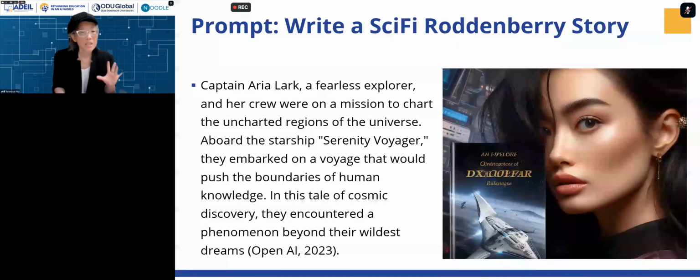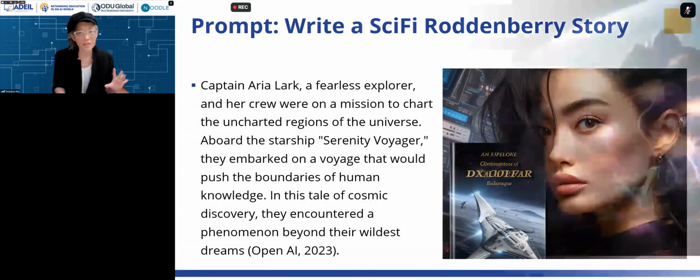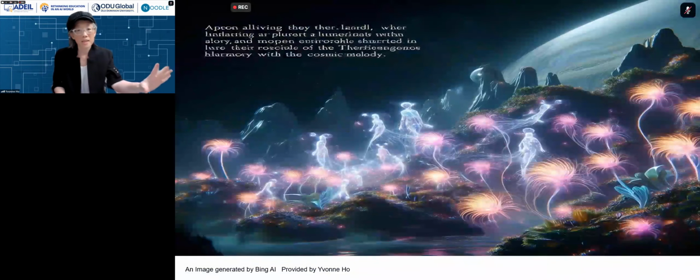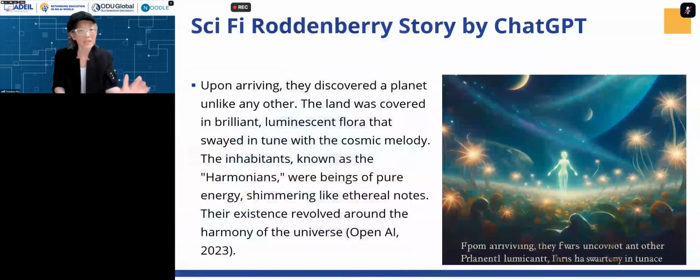Aboard the starship Serenity Voyager, they embarked on a voyage that would push the boundaries of human knowledge. In this tale of cosmic discovery, they encountered a phenomenon beyond their wildest dreams. And this is what they encountered. They encountered a planet that was covered with brilliant luminescent flora that swayed in tune with the cosmic melody. The inhabitants, known as Harmonians, were beings of pure energy, shimmering like ethereal notes. Their existence revolved around the harmony of the universe.